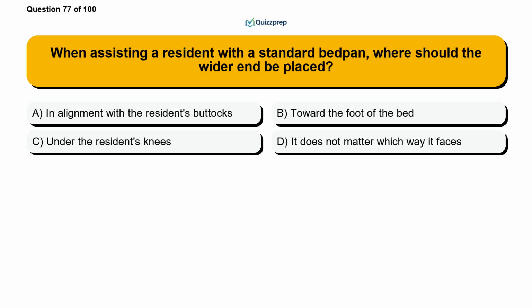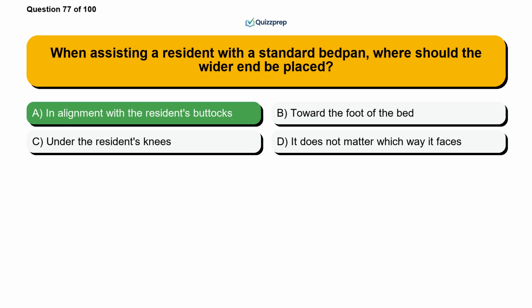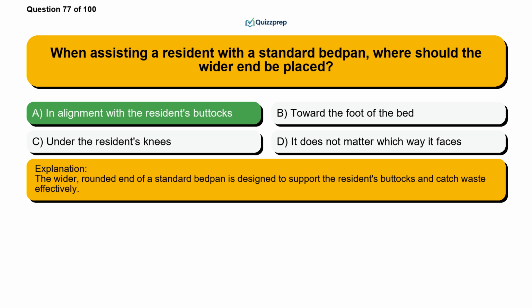Question 77. When assisting a resident with a standard bedpan, where should the wider end be placed? Option A, in alignment with the resident's buttocks. Option B, toward the foot of the bed. Option C, under the resident's knees. Option D, it does not matter which way it faces. The correct answer is option A, in alignment with the resident's buttocks. The wider, rounded end of a standard bedpan is designed to support the resident's buttocks and catch waste effectively.